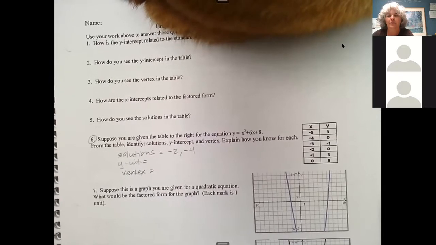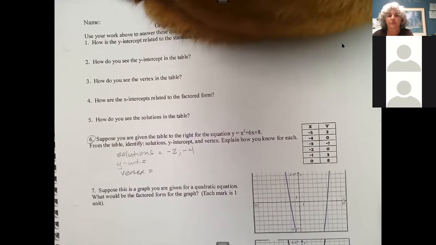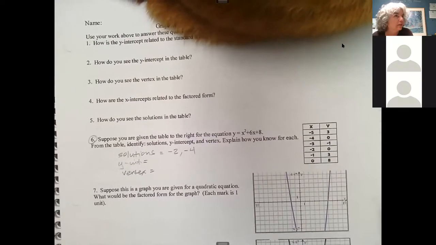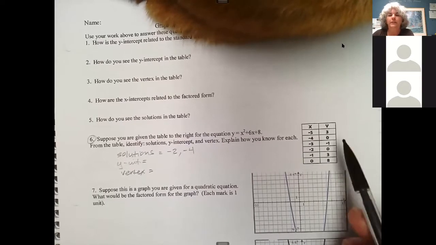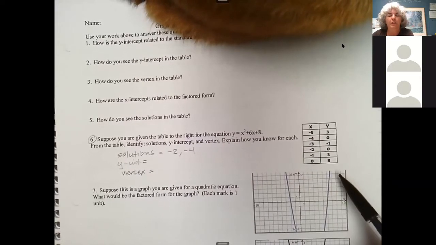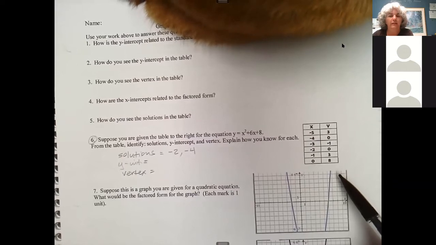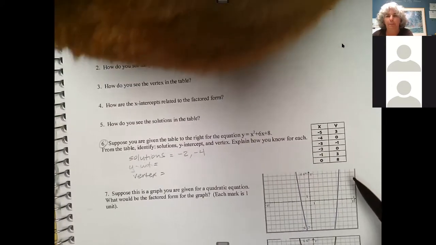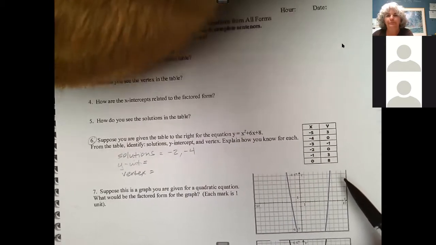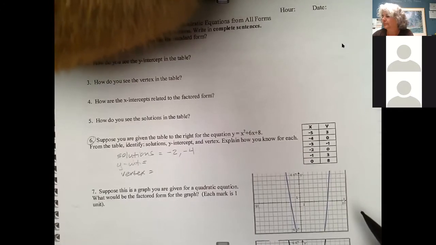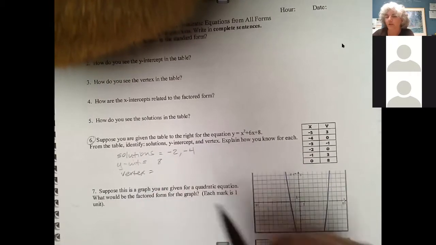So where's x equals 0? Okay, when x is 0. What was the question again? Where is it on this table? We want the y-intercept, and the y-intercept is where x is 0. So what would that be? 8. Yeah, right. 8. Okay.